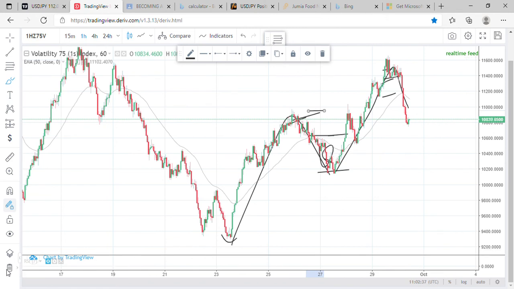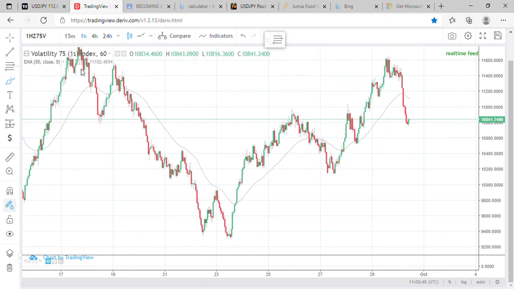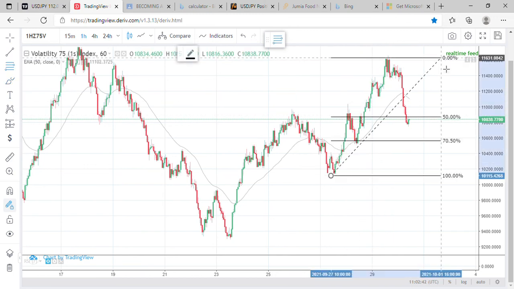There are different ways you can measure your pullback. You can use your Fibonacci tool, and so on.